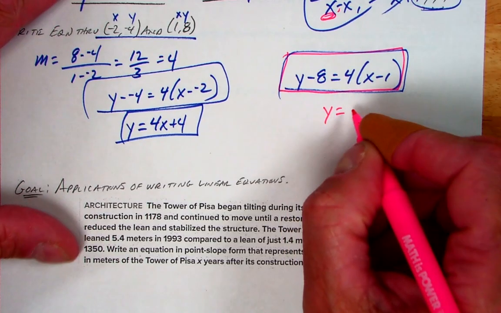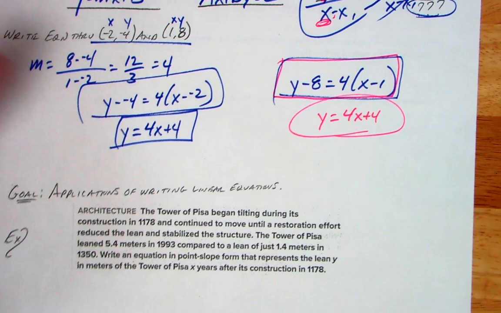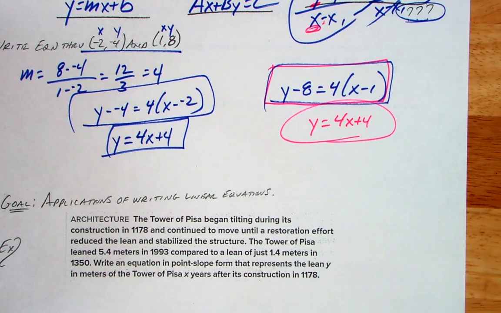Y equals 4x plus 4. So the slope is the same. If we hit the y-axis, they're going to hit it at the same thing. So that's why it's okay for us to use one point or the other. It doesn't matter. Pick whichever point you want. Okay?